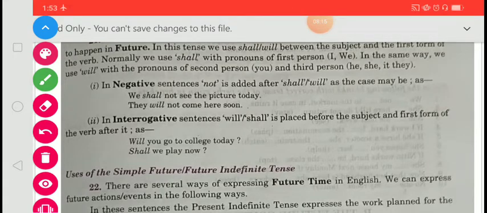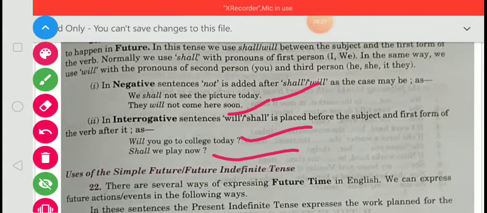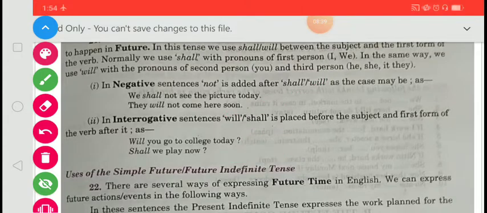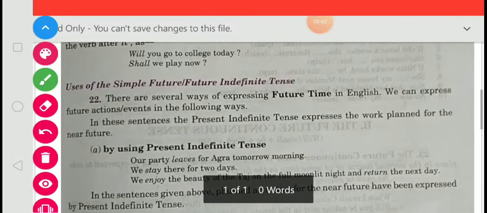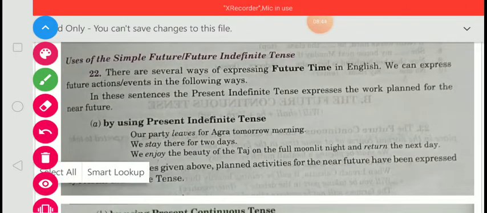Examples: we shall not see the picture today, they will not come here soon. In interrogative sentences will, shall is placed before the subject, as we have discussed in all the tenses. Will you go to college today? Shall we play now? Okay, so now let us discuss the use of simple future tense.